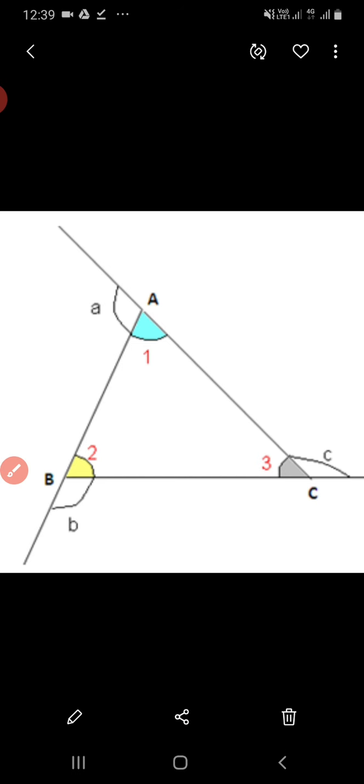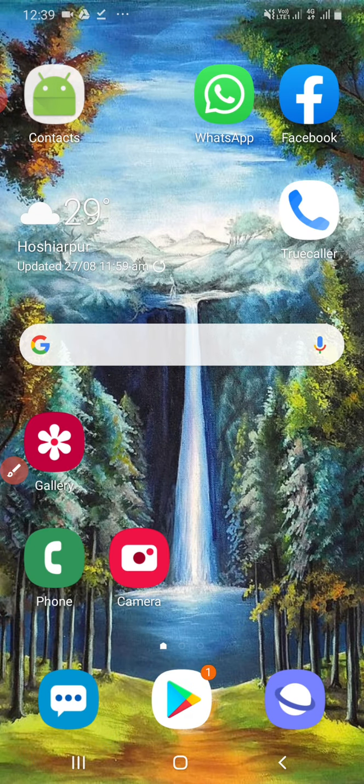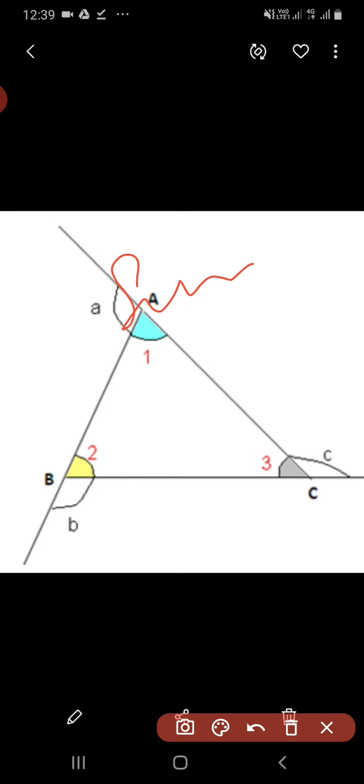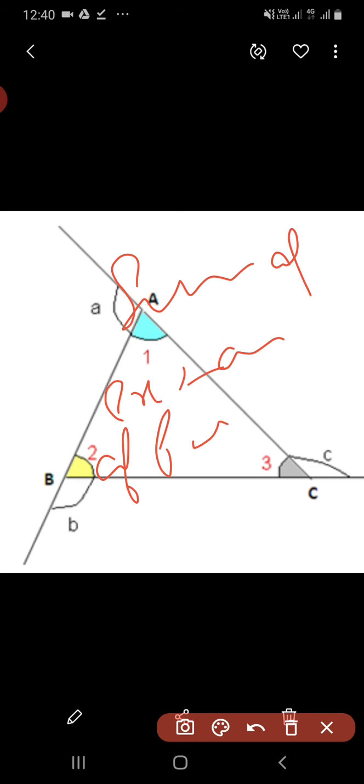We can see more examples. I have taken the example of a triangle. You can also try the activity with a quadrilateral and a hexagon, or heptagon, or octagon. So what we have learned today is that the sum of exterior angles of any polygon is always 360 degrees.